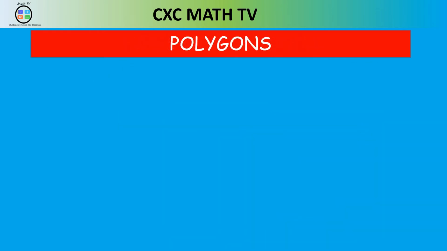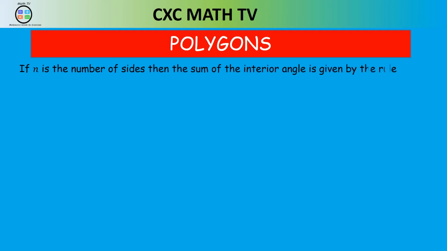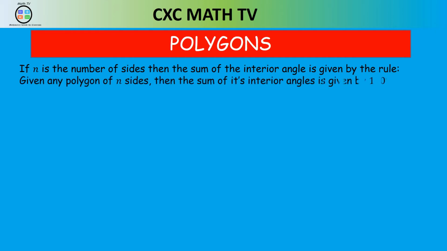Now, the most important thing we want to talk about is finding angles within the polygon. And so what we must know is, if n is the number of sides, then the sum of interior angles is given by this rule for any polygon. The sum of interior angles is given by 180 degrees times n minus 2.